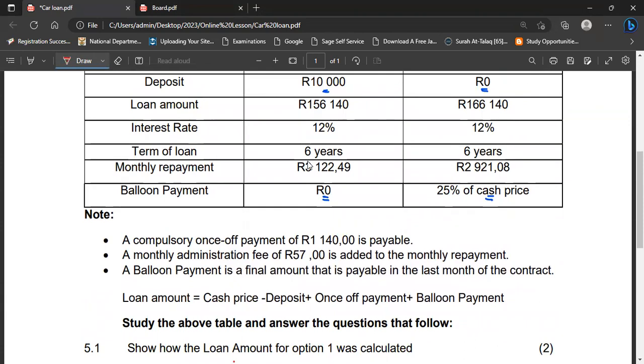Sorry, in the formula we need the cash price, deposit, once off. So the cash price, we've seen it already as 165,000 minus the deposit there, 10,000 plus the once off payment here, which is 1,000. Indeed, you will get the answer as 156,140. That's how they got their answer.